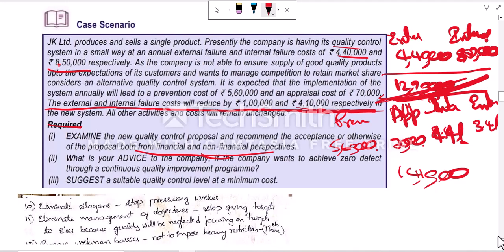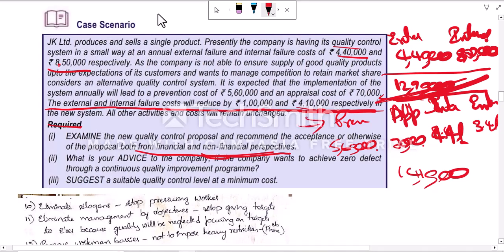And we should know, in the financial perspective, it is not that beneficial. In the non-financial perspective, you can accept, because customer satisfaction is also necessary, and at one point of time or another you can reach the quality standards. So the financial perspective will suggest you not to implement the new process.